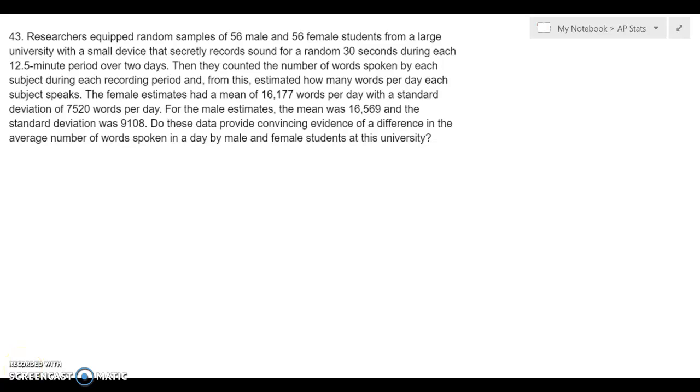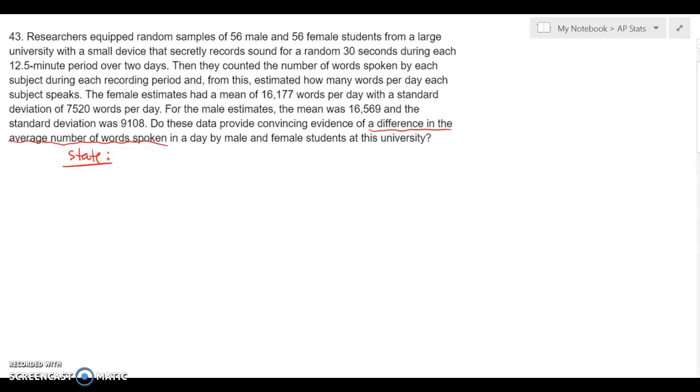All right, so we got a situation where we've got male and female students, large university, and essentially we're looking for a difference. We want to test for a difference in average number of words spoken, or in other words, difference of means between the males and the females. So you can pause the video now if you want to read a little bit more about the context, but we're going to go through our four-step process here, starting with the state.